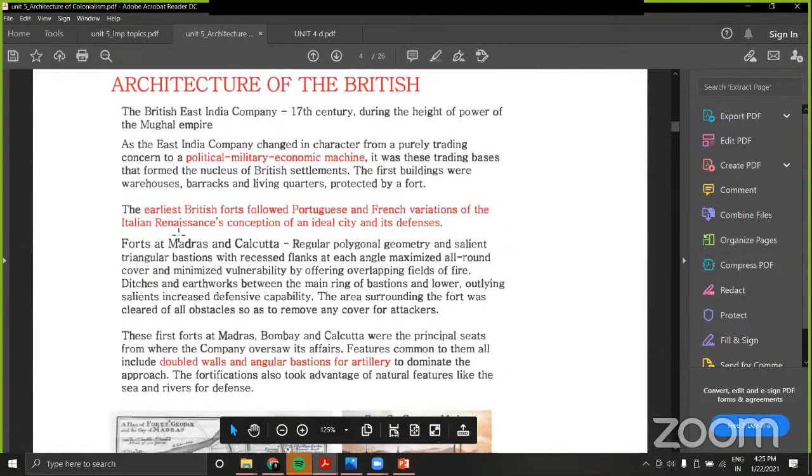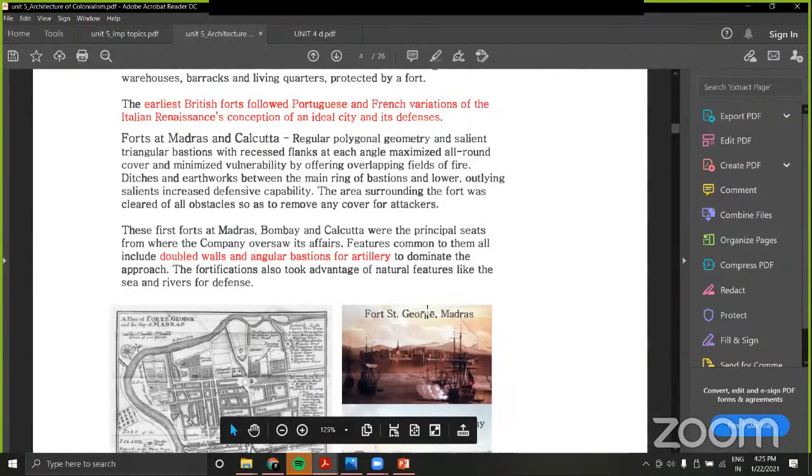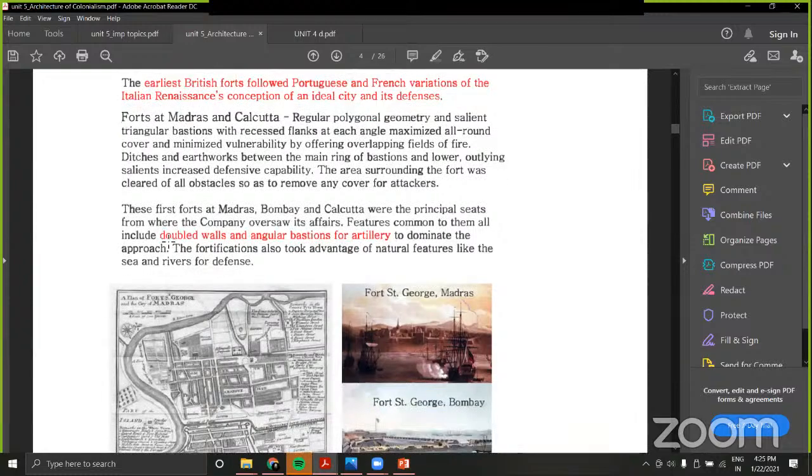As I told, there were four main settlements, in Madras, Surat, Calcutta, and Delhi. They had all those forts, this is Fort St. George, which is in Madras. It is still existing now. So forts at Madras and Calcutta had regular polygonal geometry and salient triangular bastions with flanks at each angle, which maximized all-round cover and minimized vulnerability by offering overlapping fields of fire.